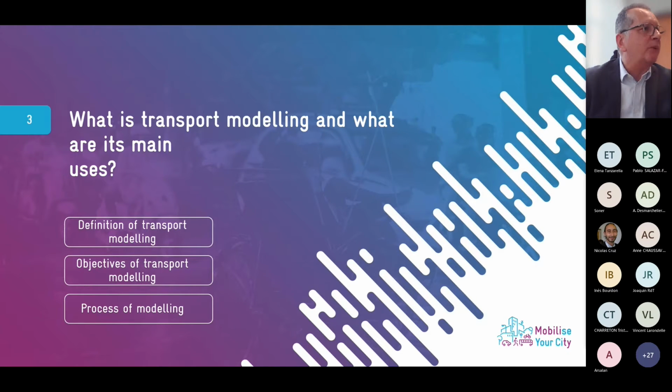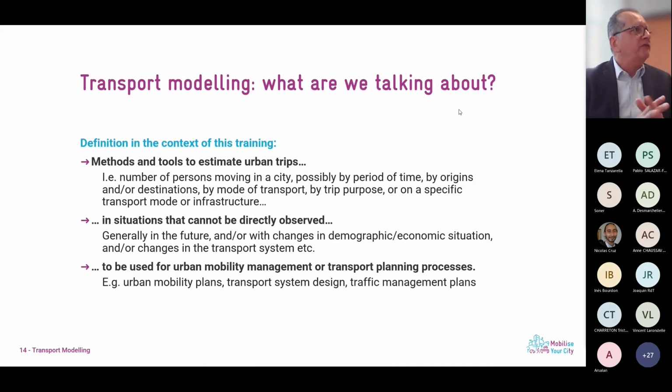So what is transport modeling and what are its main uses? If we try a definition in the context of this training, transport modeling linked to transport planning, we could say it is methods and tools to estimate urban trips, meaning the number of persons moving in a city, possibly by period of time, origins and destinations, mode of transport, trip purpose, maybe on a specific transport mode or infrastructure. In situations that cannot be directly observed, otherwise we would do surveys and traffic counts. So it's generally in the future situation, or to test changes in demographic, economic situations, or in the transport system or policies, to be used for urban mobility management or transport planning processes. For example, urban mobility plans, transport system design, or traffic management plans.